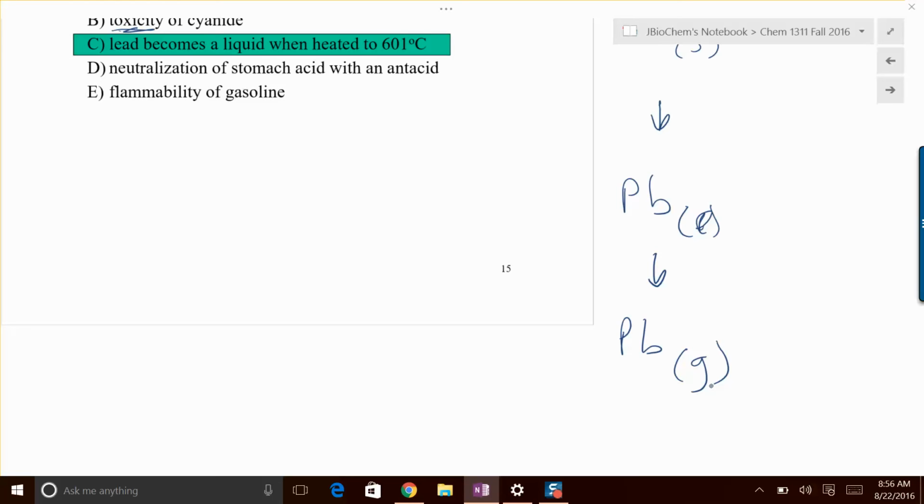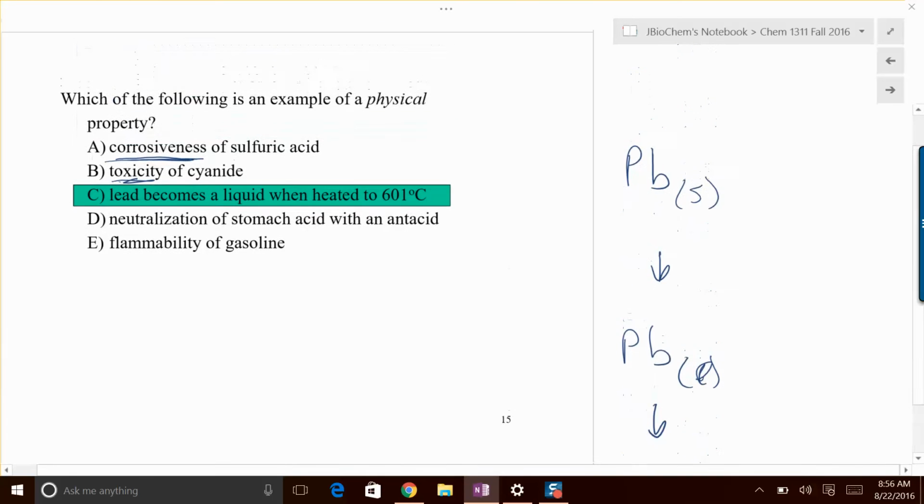That's what will cause it to enter those phases. Okay? Neutralizing stomach acid. That's going to be a chemical means, neutralization. An acid plus a base is forming water. That's a neutralization process. Okay.